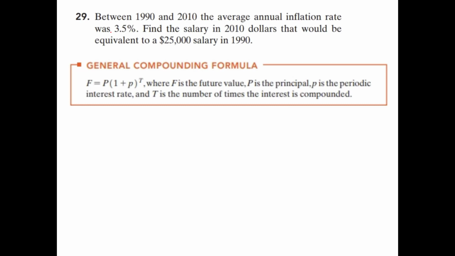And so this is all annual. Here, little p and r are the same thing because you're only doing this once a year, and little t is 10 years, right? So F is what we don't know.